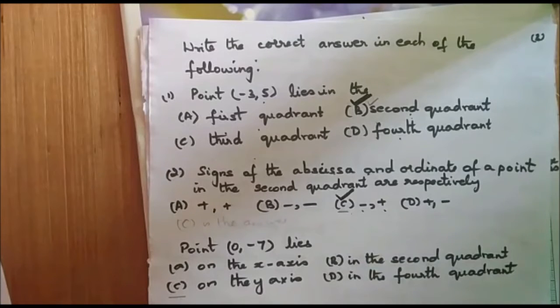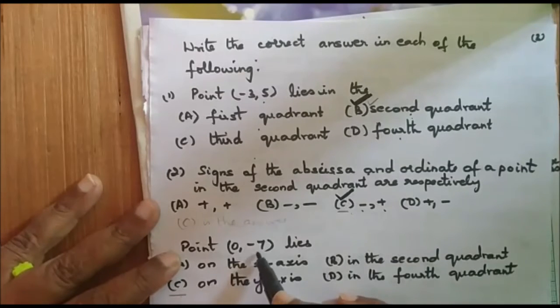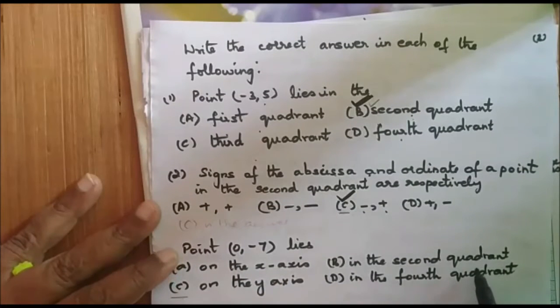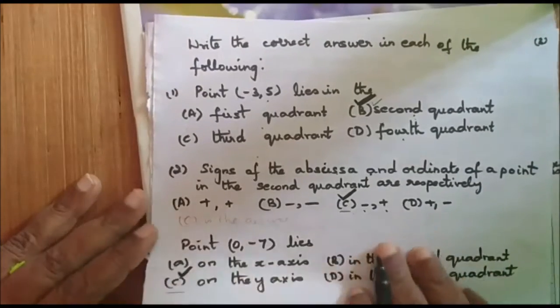The point 0 comma minus 7 lies... We already saw that if x is equal to 0, the point will lie on the y axis. So, point 0 comma minus 7 lies on the x axis, second quadrant, on the y axis, or in the fourth quadrant. It lies on the y axis.